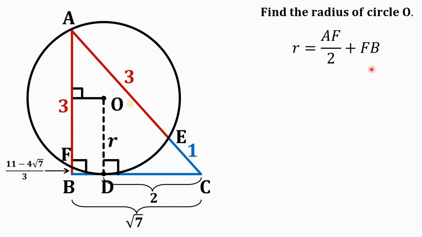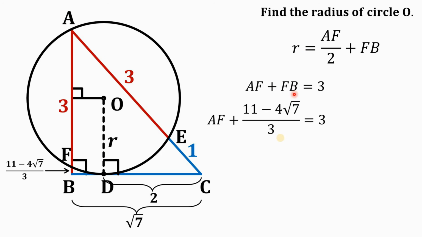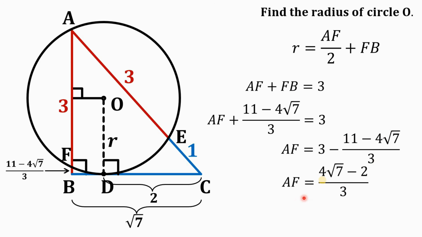The main reason for this result is because we have here a small rectangle. If we find the value of AF, we know the value of FB. We have 11 minus 4 times square root of 7 over 3. So if we find the length of this segment AF, then we're done. We know that AF plus FB equals 3, or this segment AB. This is just 11 minus 4 times square root of 7 divided by 3. Subtract this from both sides. We have AF equals 3 minus 11 minus 4 times square root of 7 divided by 3. Simplify, we get that AF equals 4 times square root of 7 minus 2 all over 3.